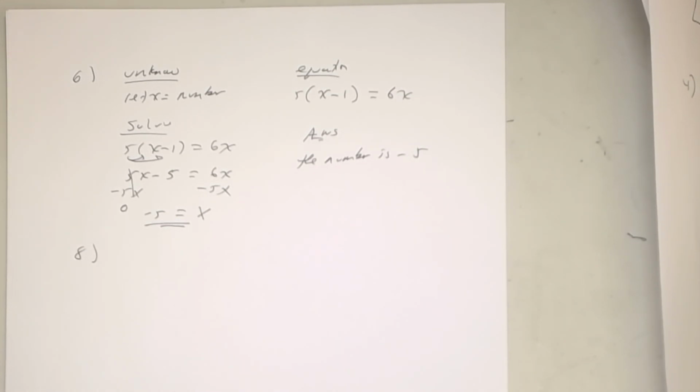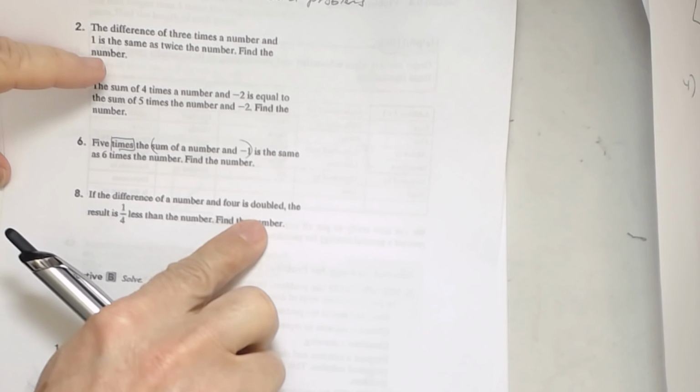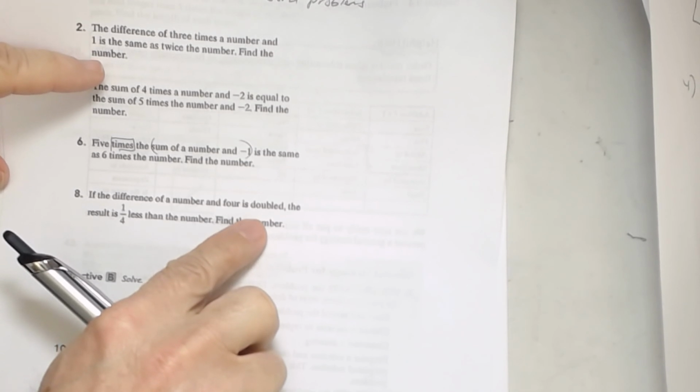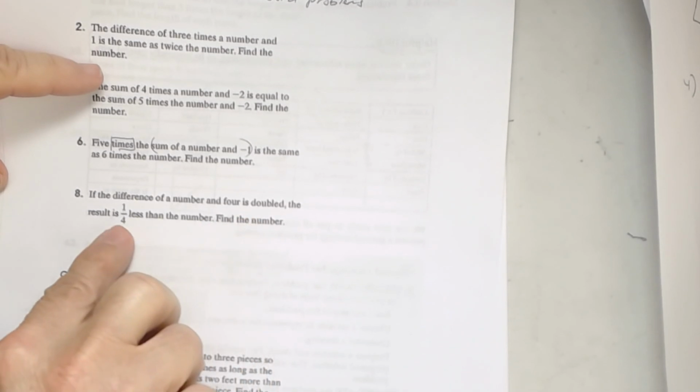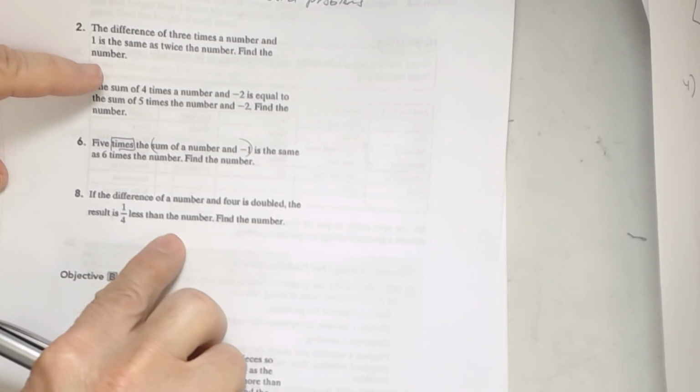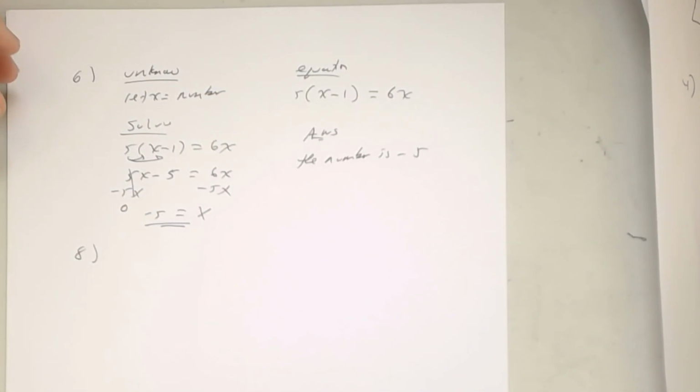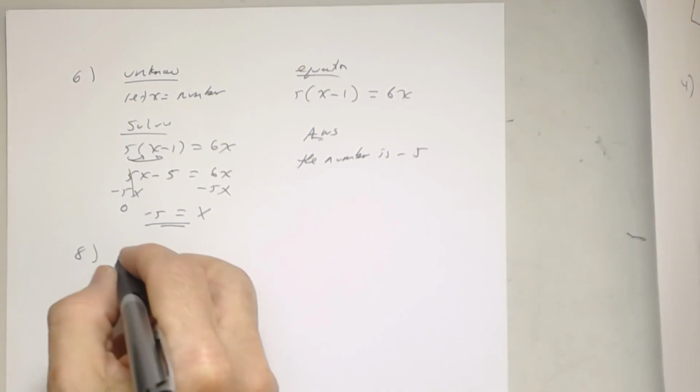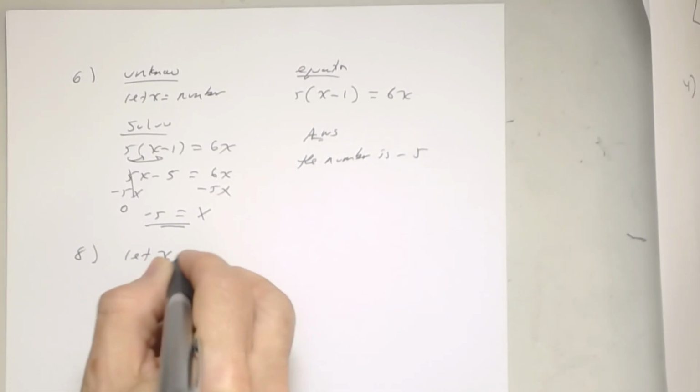Number 8, you have, if the difference of a number and 4 is doubled, the result is 1/4 less than the number. All right, so you'll find the number. So you can let x equal the number.